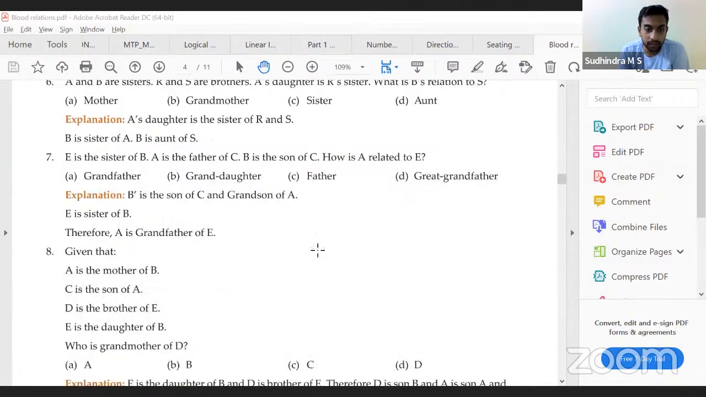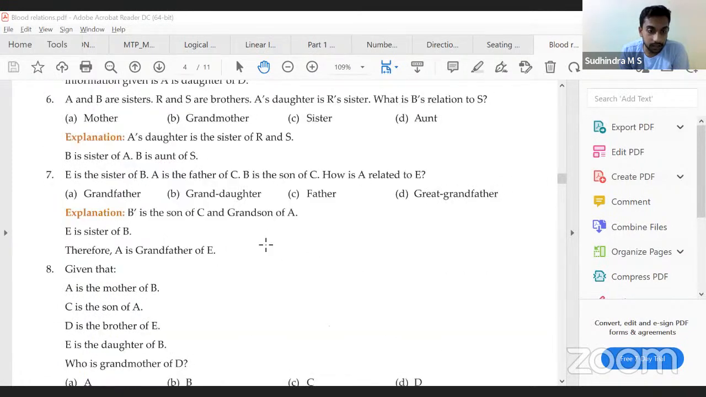These are all similar questions. Okay, we'll check this one. A is the mother of B. C is the son of A. D is the brother of E. E is the daughter of B. Who is the grandmother of D?